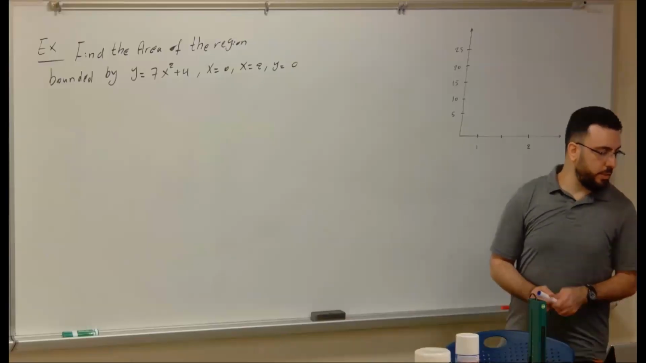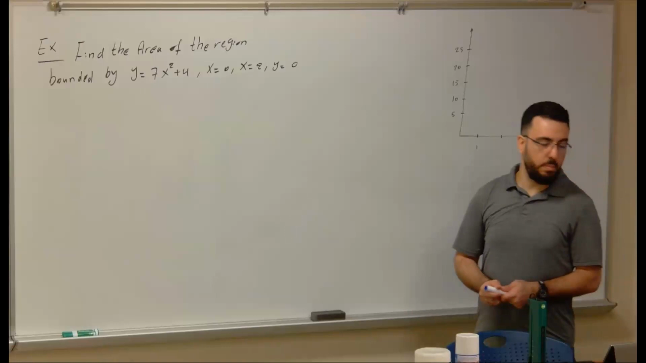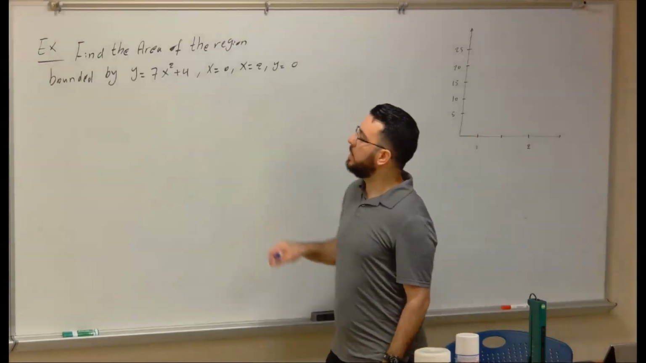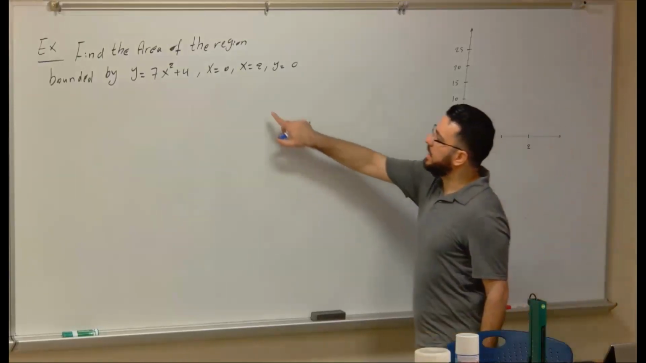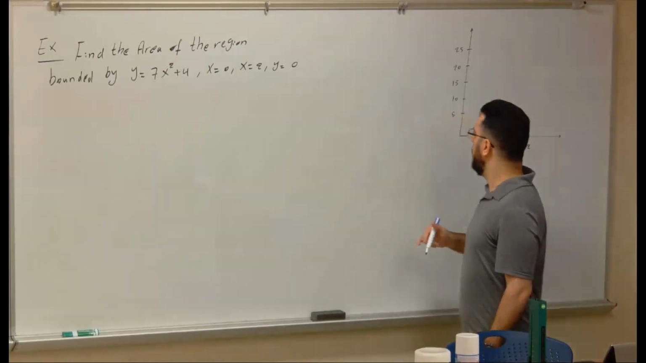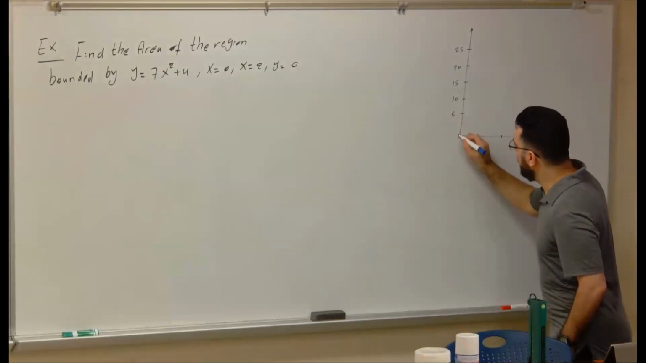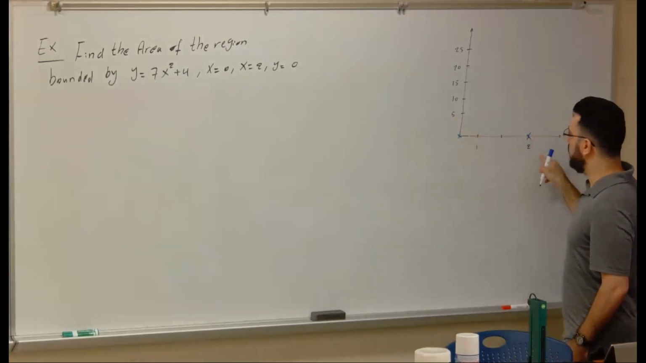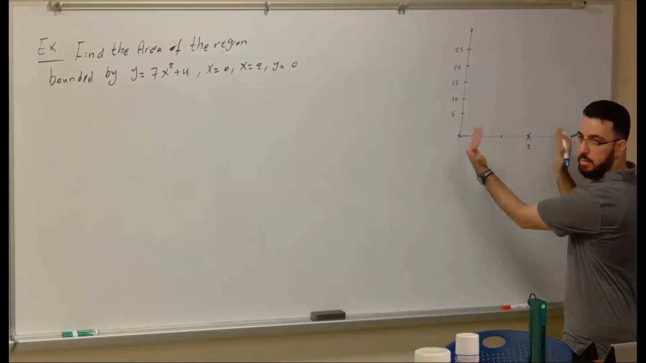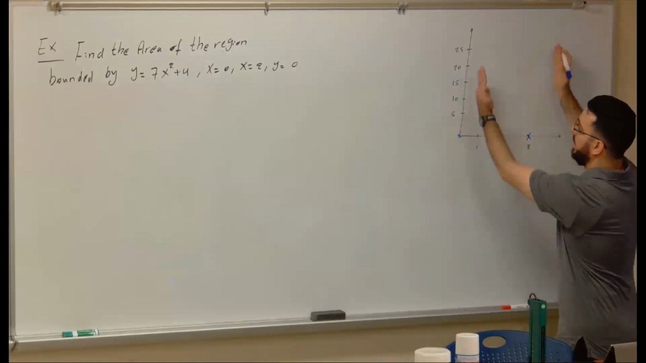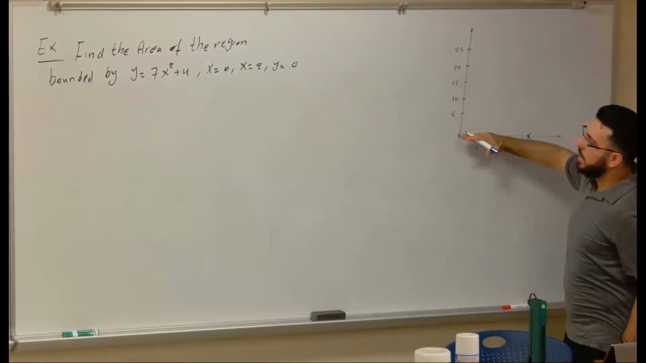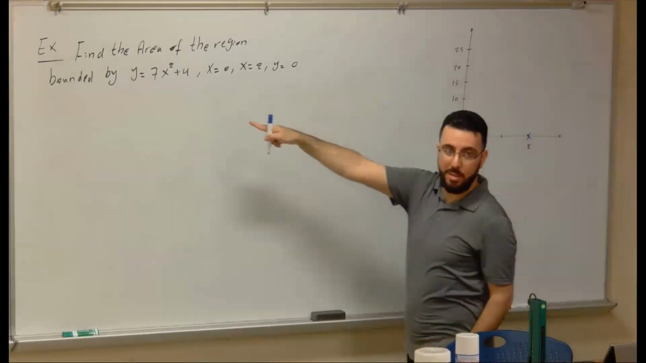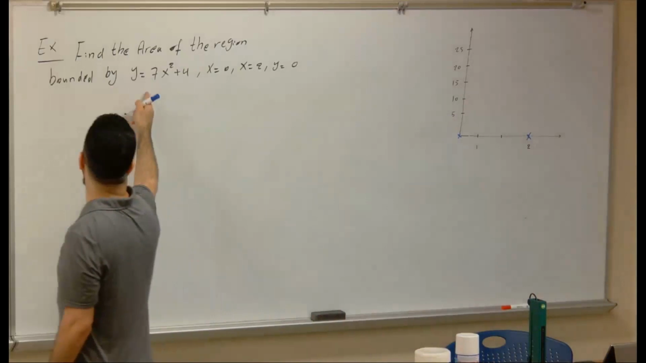Find the area of the region bounded by y equals 7x squared plus 4, and by x equals 0, x equals 2. That means x equals 0 from here to x equals 2. So here is my x for the area. For the y equals 0, start from here, and y equals the curve. So we need to graph this one.